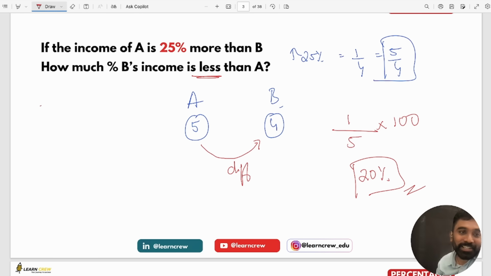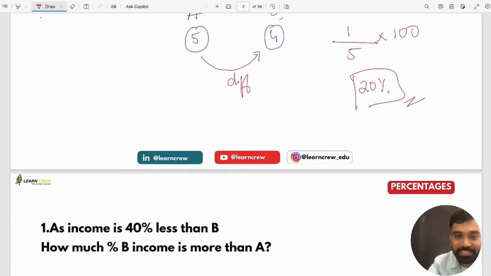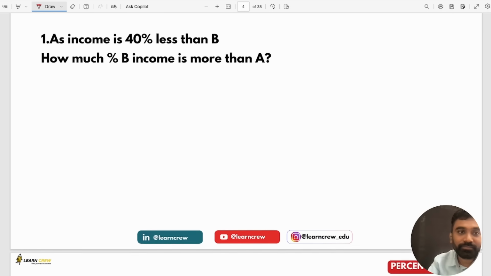How much percent B's income is less than A? Did you do multiple steps here? One step, answer done. This is the power. I hope this concept is crystal clear for you. If that is good, let us get into the next part.